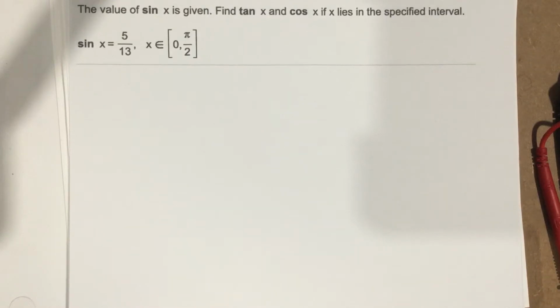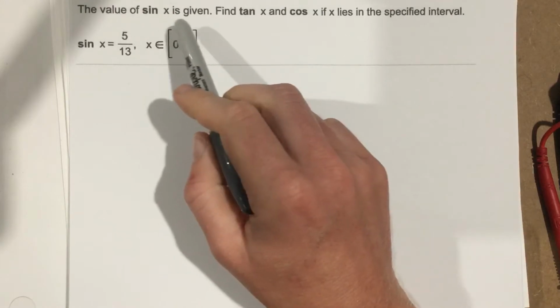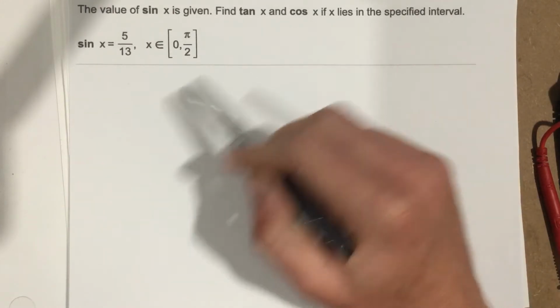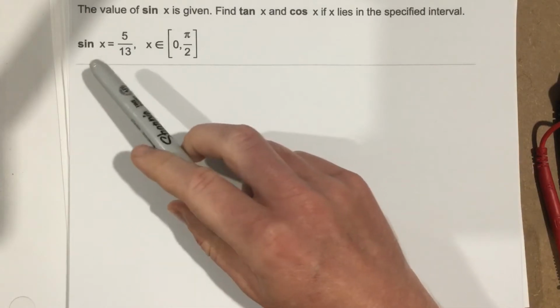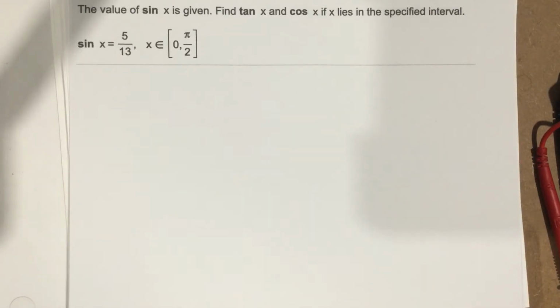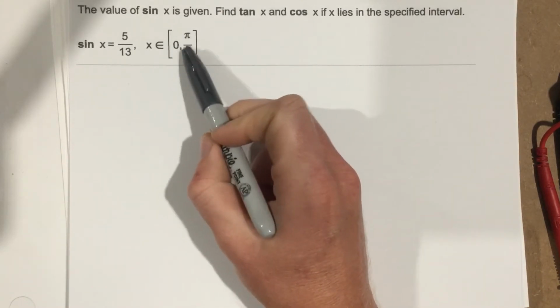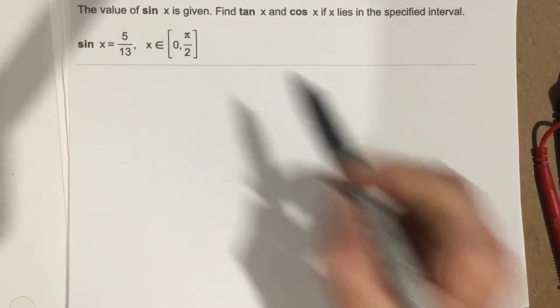This is problem number 3 from section 1.3. In this problem it says the value of sine x is given. Find tan x and cosine x if x lies in the specified interval. They give us sine x equals 5 over 13. They say that x is lying in the first quadrant, which would be 0 to pi over 2.